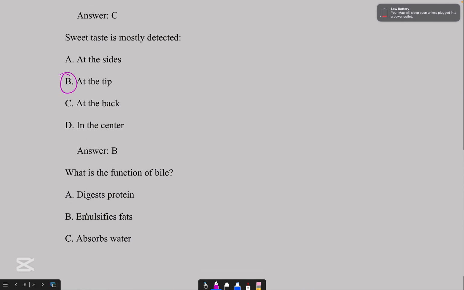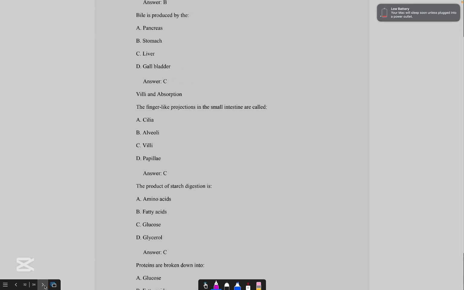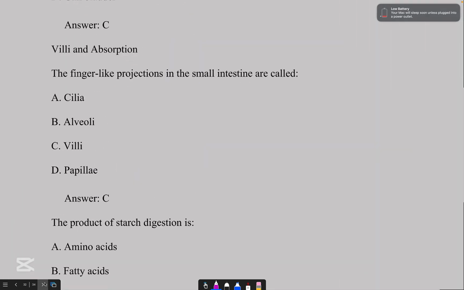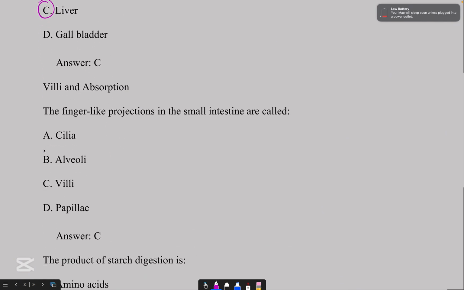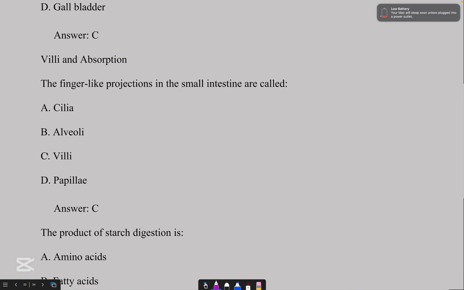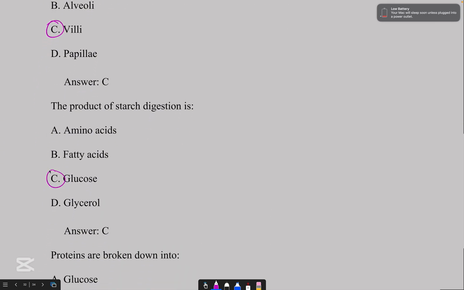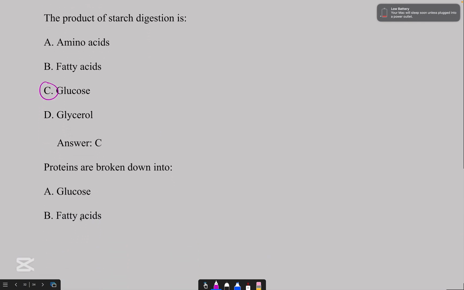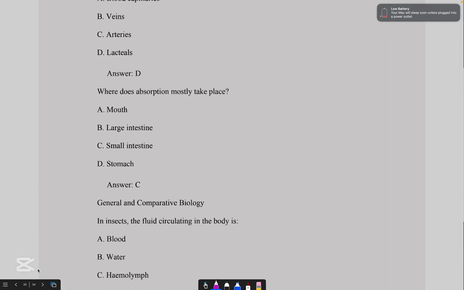What is the function of bile? I told you that bile emulsifies fats and makes the fat easily acted on by what? Enzymes. All right. Then we have the next one. Bile is produced by the liver and stored in the gallbladder. The finger-like projections in the small intestine are called villi. The product of starch digestion is, of course, glucose. Proteins are broken down into what? Amino acids. Option D.